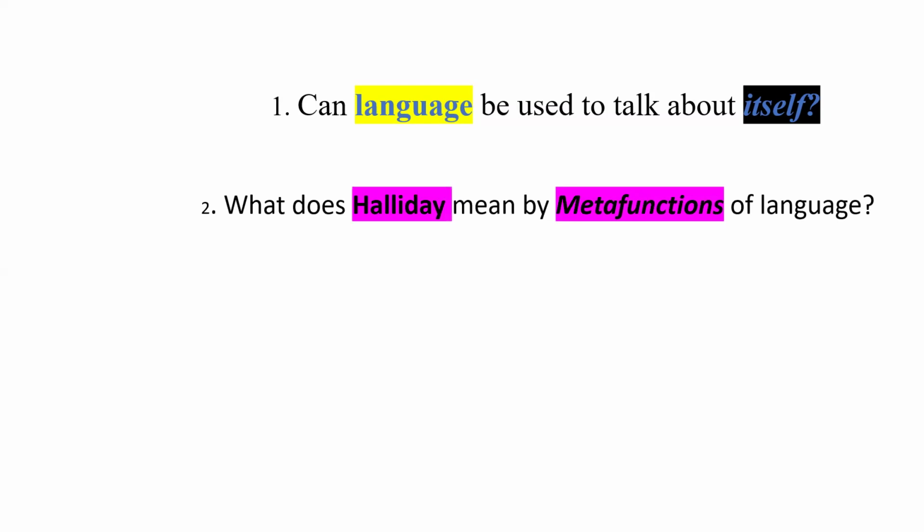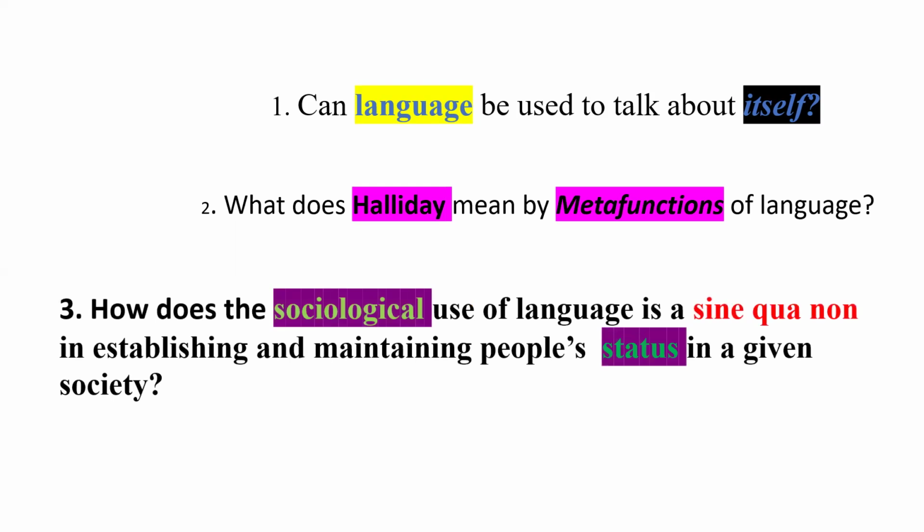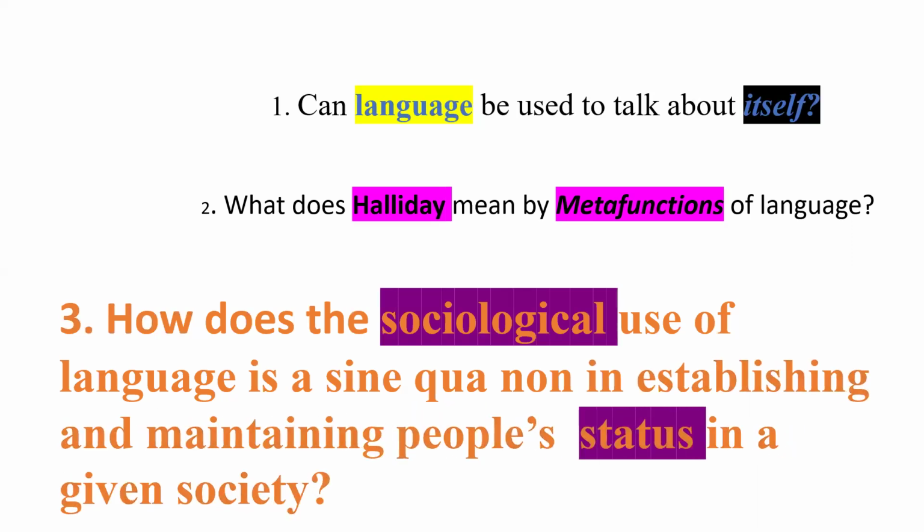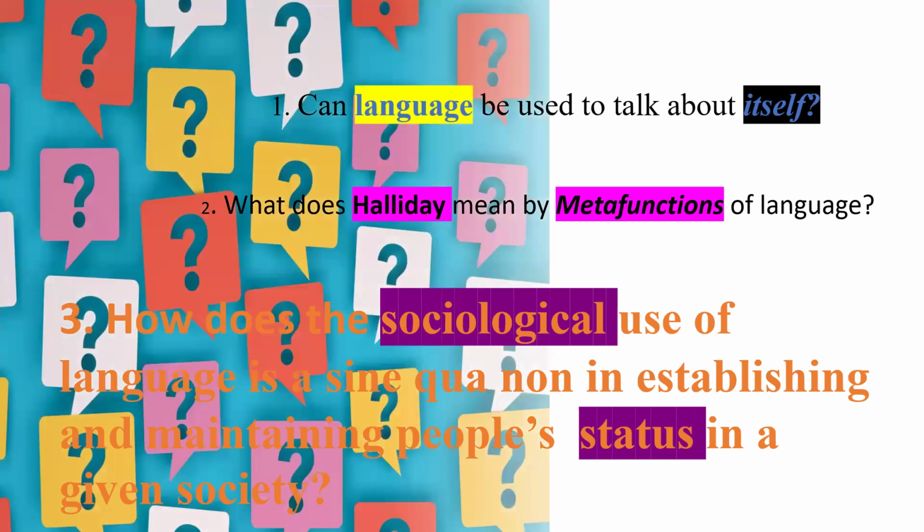Then what does Halliday, Michael Halliday, we have two scholars, Michael Halliday and his spouse, Ruqayya Hassan, what does Halliday mean by metafunctions of language? Question number three, how is this sociological use of language a sine qua non in establishing and maintaining people's status in a given society? These are three big questions, and we need to find clear-cut answers to these questions.